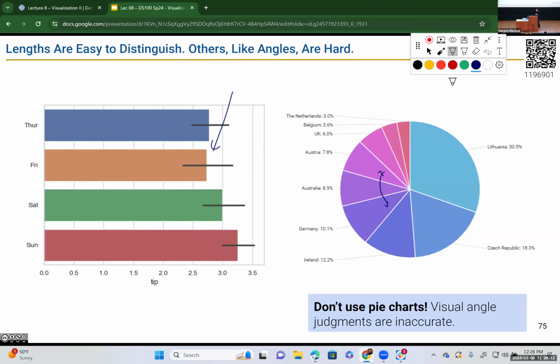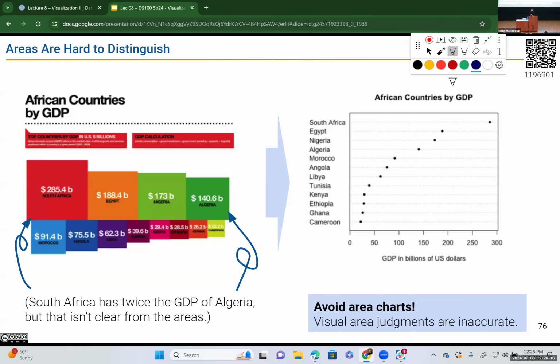So that's why in Data 100, we don't really like pie charts. Area is complex. Remember that we were doing that practice with the circle. So you can see that here we have African countries by GDP. And from the plot or using the numbers, you would see that the South Africa GDP is twice the GDP of Algeria. But just looking at those areas, it's not easy to understand that.